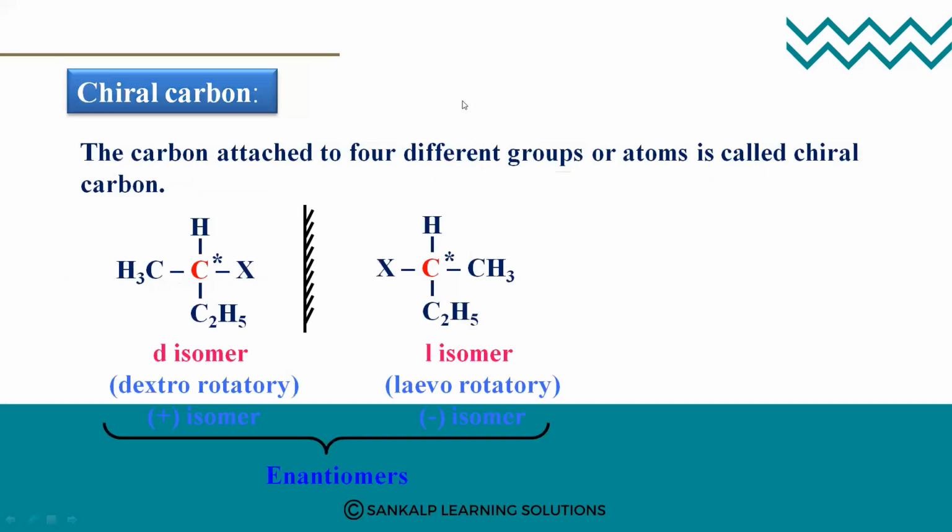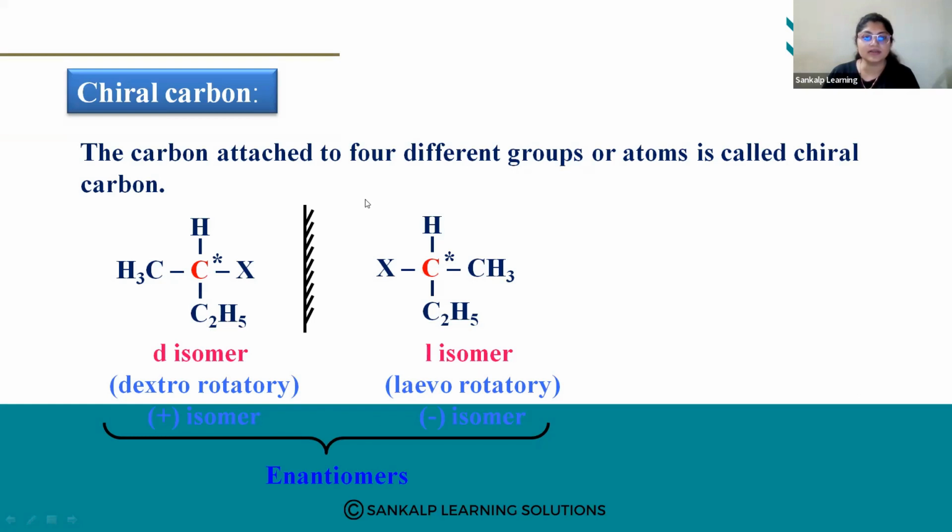So next is what is a chiral carbon. We are going to see the important points in the stereochemistry of this chapter. What do you mean by chiral carbon? As I said, when a carbon atom is attached to four different groups or atoms, then it is said to be a chiral carbon.